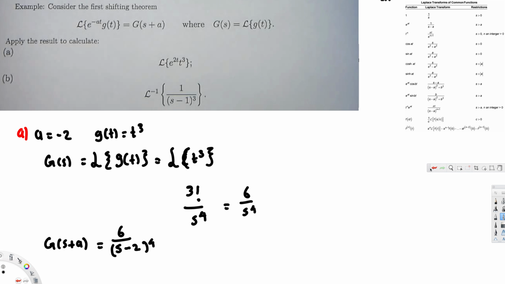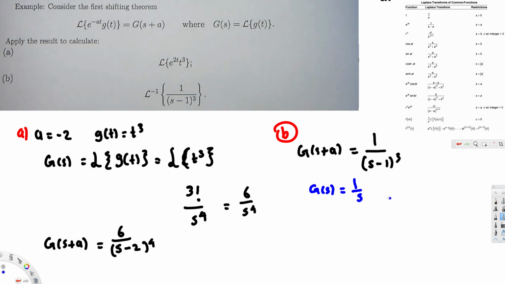Now let's look at the second one. Second one is asking what is the Laplace inverse of 1 over s minus 1 cube. This one is already in G of s plus a, so let's note that down. G of s plus a is equal to 1 over s minus 1 cube, and therefore our G of s value is going to be 1 over s cube, and our a value is going to be this negative 1. A value is going to be negative 1.